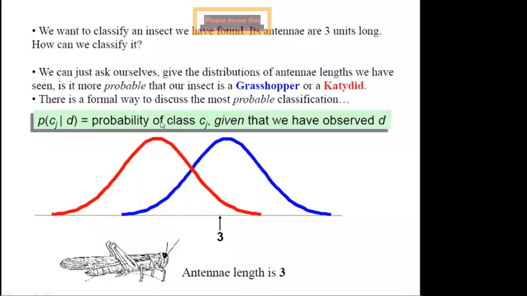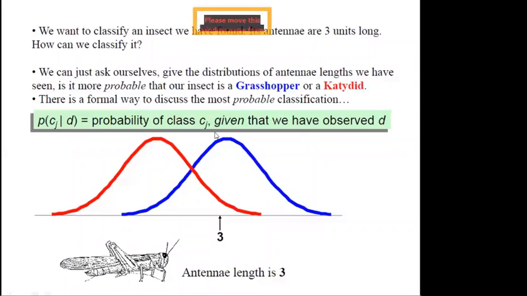Now we want to classify an insect that we have found, and its antenna length is 3 units. We have the data of grasshoppers and katydids, and the normal distribution curves. Now there is a task to classify the new insect, whose antenna length is 3 units. So, the probability of class Cj given that we have observed D is what we are trying to find out.